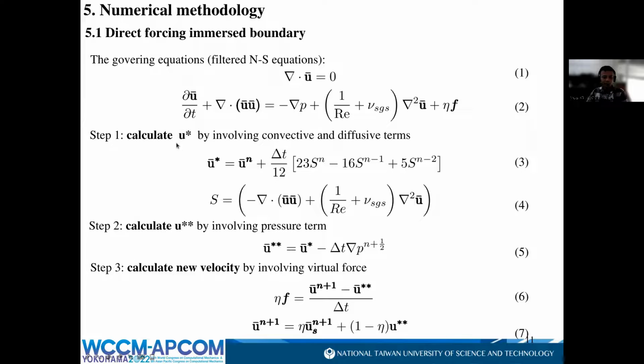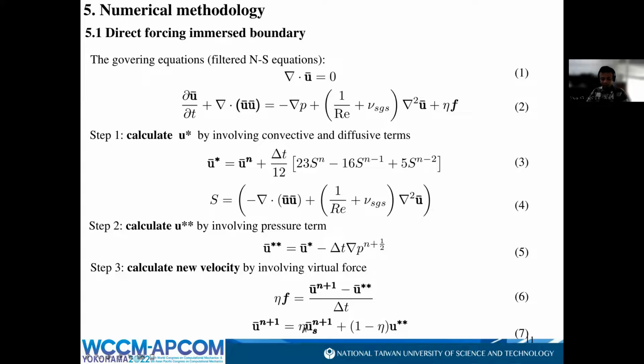For the first step, we calculate U star by involving the convective and also diffusive terms. And then the second step, we calculate U double star by involving the pressure term here. And then for the last step, we calculate the new velocity by involving the virtual force. Actually, we calculate the virtual force based on equation 6, and we advance the velocity based on Us, or the structure velocity.